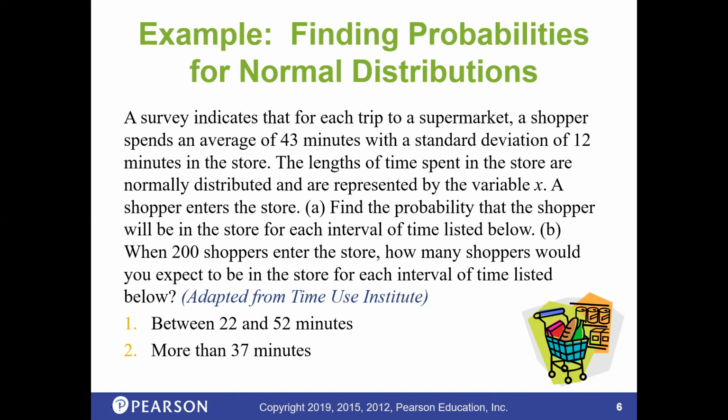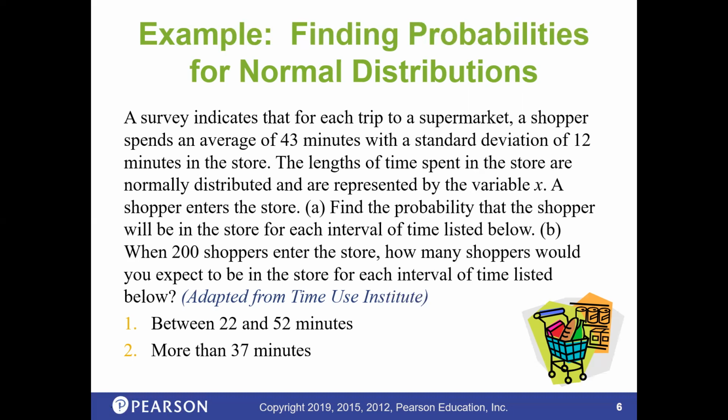So just like we did on the last one, we're going to convert everything to z-scores, right? We're going to figure out the area that's sitting there. We're going to convert that area to a percentage. Then at least we know the percentage. And from the percentage, now that we have 200 shoppers, we can actually indicate how many we expect to be in the store. Okay, so all yours here.